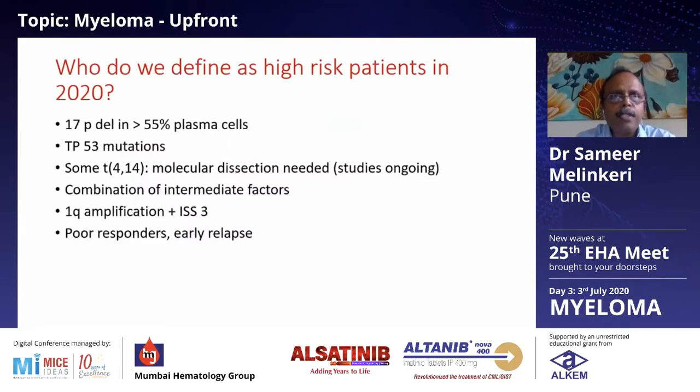So finally, how do we define high-risk patients in 2020? 17p deletion in more than 55% plasma cells, presence of TP53 mutations, some of the T414 abnormalities, a combination of several intermediate risk factors would again put them as high risk, 1q amplification plus ISS3, and poor responders and those who have an early relapse.